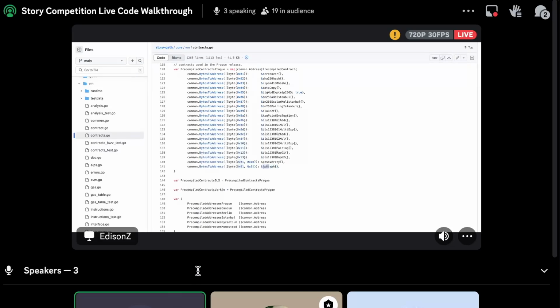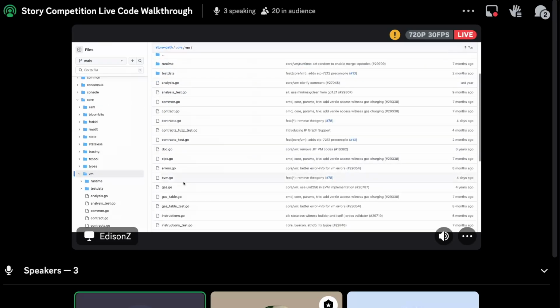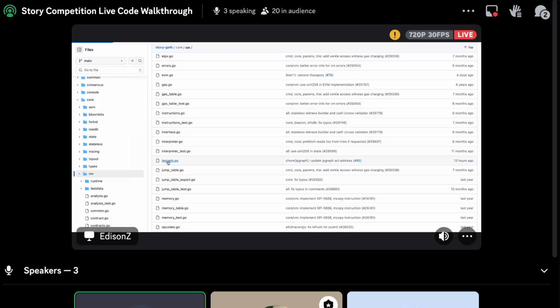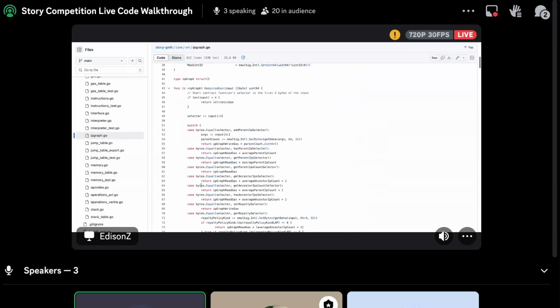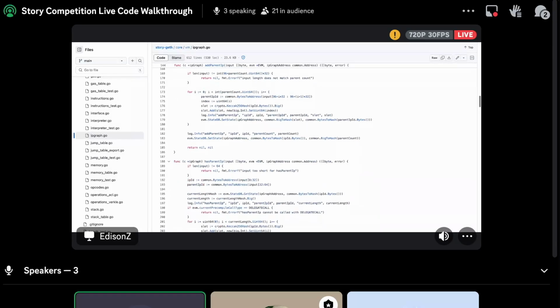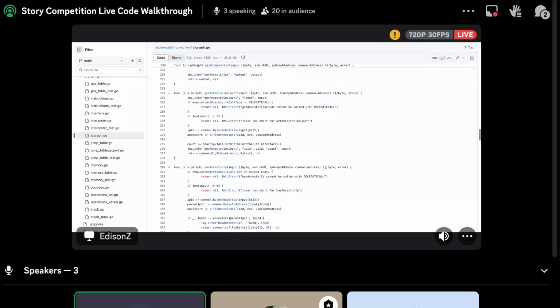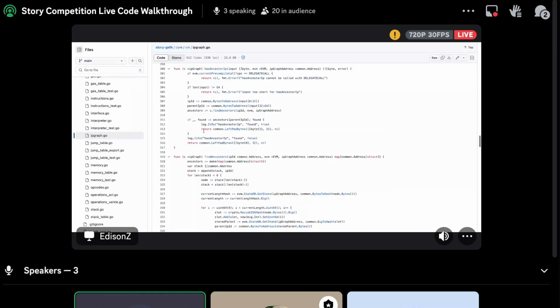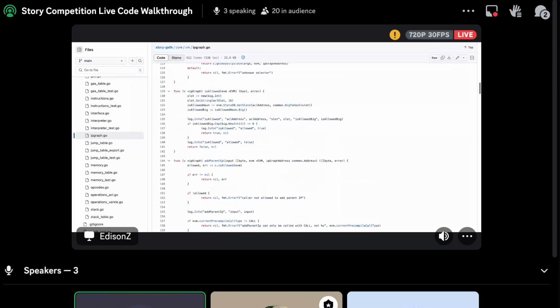The actual code for the precompile is under ipgraph.go. So this is the main file that we need help to look into. It mentions some different functions and also the gas required for executing this precompile.